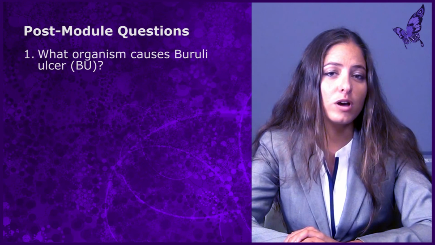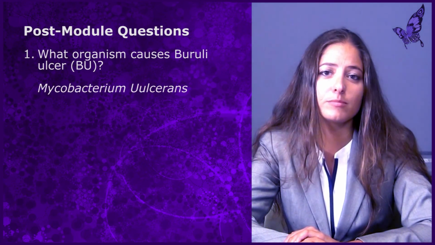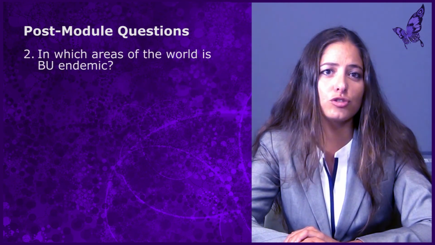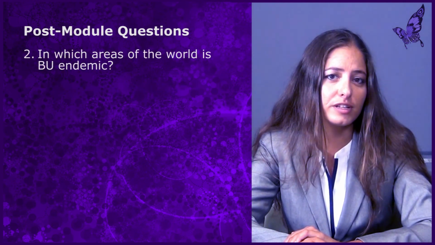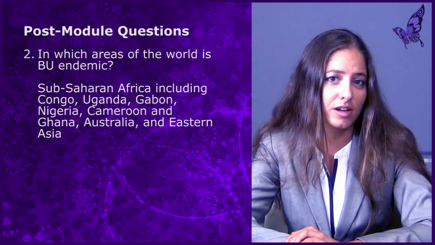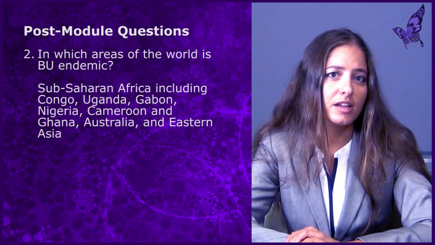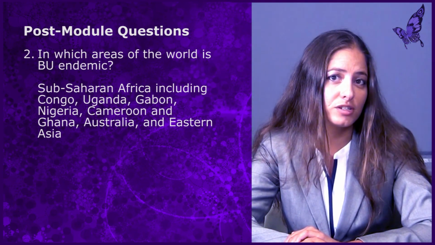We have now reached the end of the module on Buruli ulcer. Let's go back over the questions from the beginning of the module. Question number 1. What organism causes Buruli ulcer? The answer is Mycobacterium ulcerans. Question 2. In which areas of the world is Buruli ulcer endemic? The answer is Sub-Saharan Africa, including Congo, Uganda, Gabon, Nigeria, Cameroon, and Ghana, in addition to Australia and Eastern Asia.